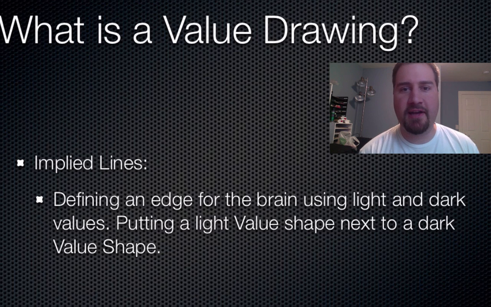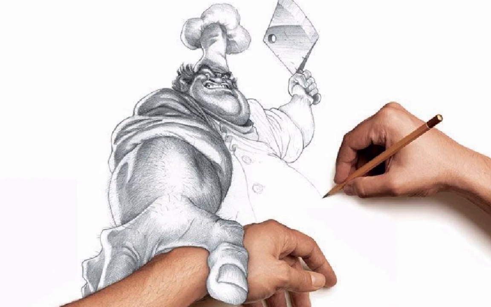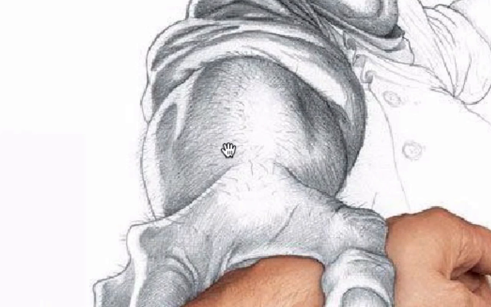The next type of line, and one you may not be familiar with, is called implied line. An implied line is where you define an edge for the brain using light and dark values. You create this edge by putting a light value shape next to a dark value shape. Let's go back to this drawing. The portions of the drawing on the left are composed entirely of value.